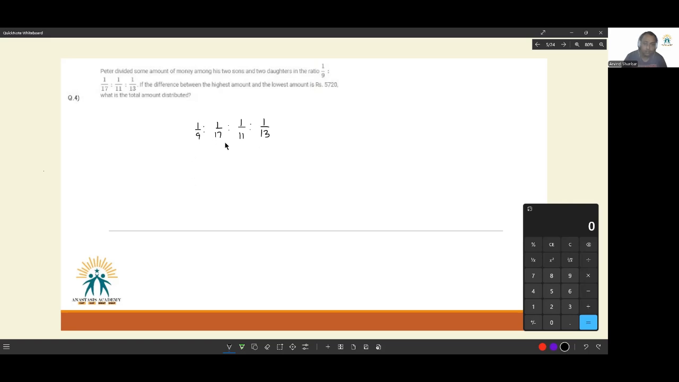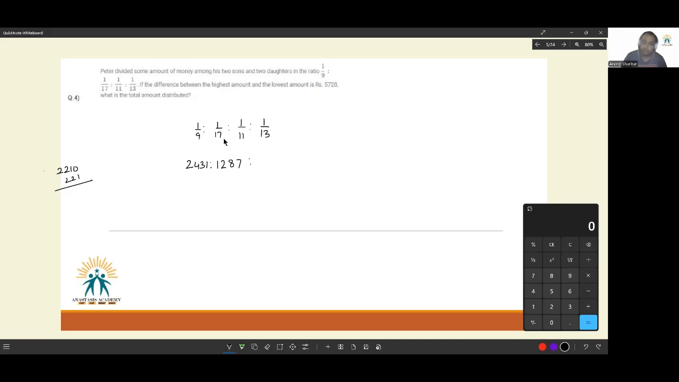17, 11, and 13. So 17 into 13 is 221. 221 into 11 will be 2210 plus 221, so we get 2431 is to 9 into 11 into 13. 9 into 11 is 99. 99 into 13 is 1287.